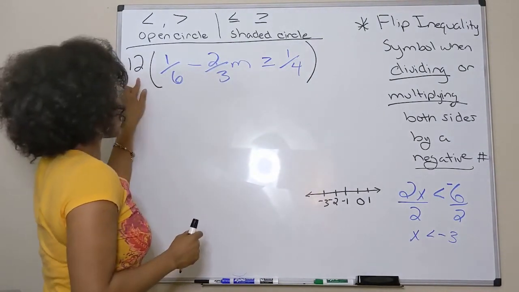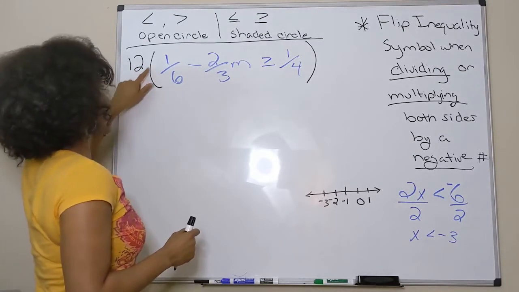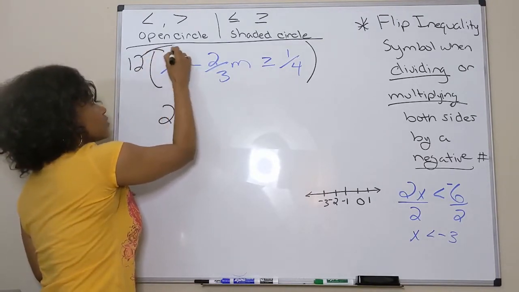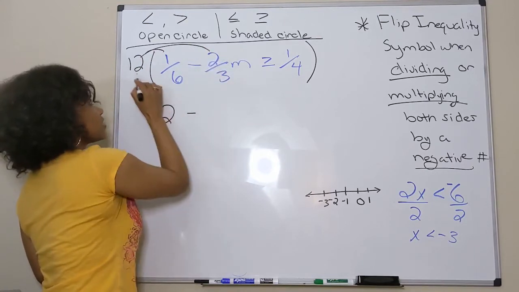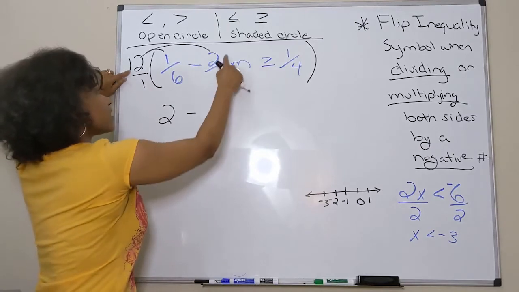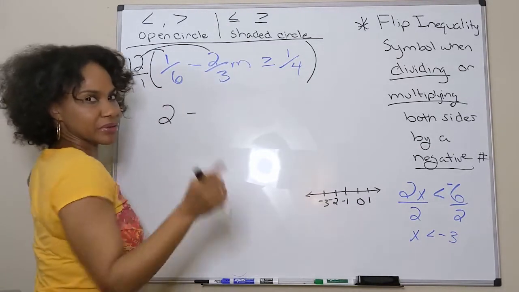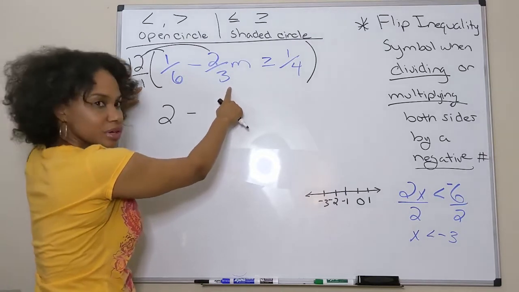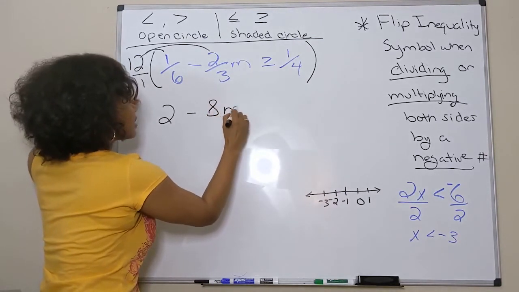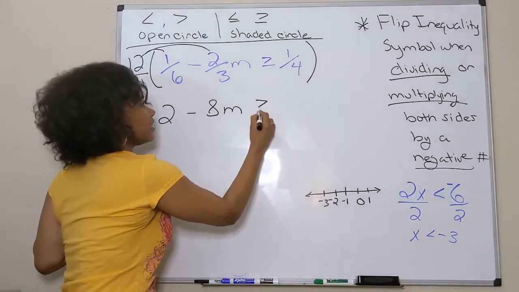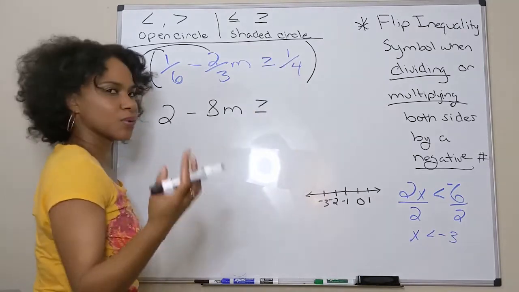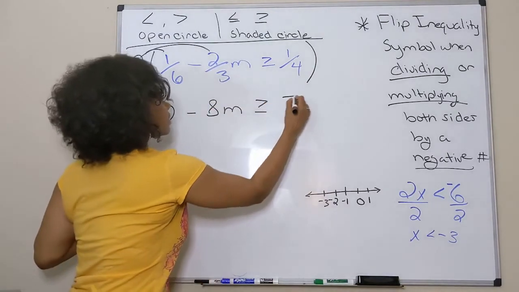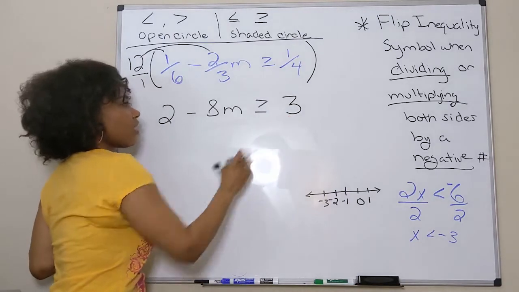So if I multiply 12 by 1/6, 12 times 1 is 12 divided by 6. 12 divided by 6 is 2. And then 12 times 2/3, so this is like a 12 over 1. So I'm multiplying numerator times numerator, denominator times denominator, and reducing it. So 12 times 2 is 24, divided by 3, so 24 divided by 3 is 8, and bring down my m. And then 12 times 1/4, you could say, what's a fourth of 12? Or 12 times 1 is 12, and divide that by 4, that gives me 3. So I've eliminated all of my fractions here.